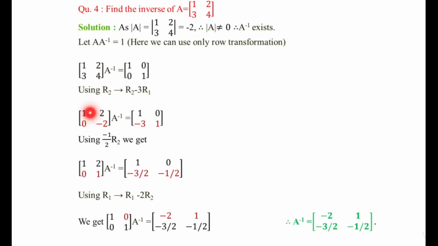So you use the first transformation as R2 changes to R2 minus 3 times R1. Second transformation, -1 by 2 times R2, and third transformation, R1 changes to R1 minus 2 times R2. So you get the value A inverse equals -2, 1, -3 by 2, -1 by 2. Or when you take 1 by 2 common, in place of this -2, 1 you will get -4, 2, -3, -1 with 1 by 2 common.